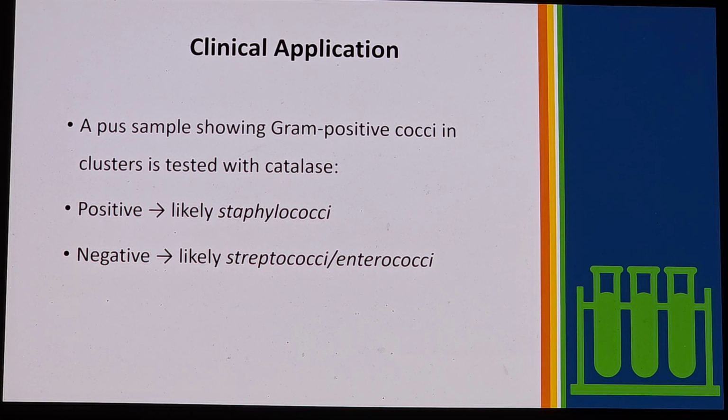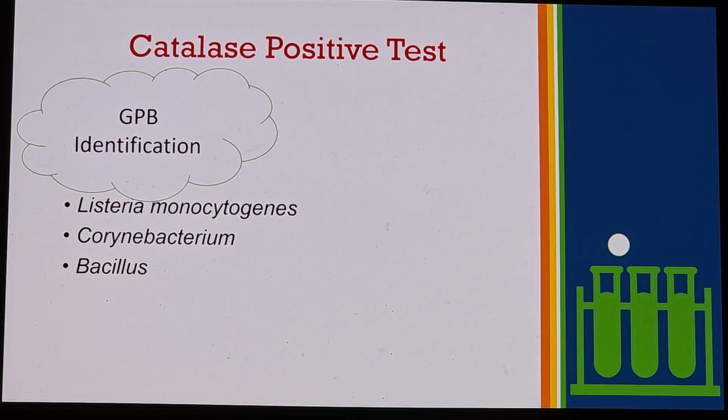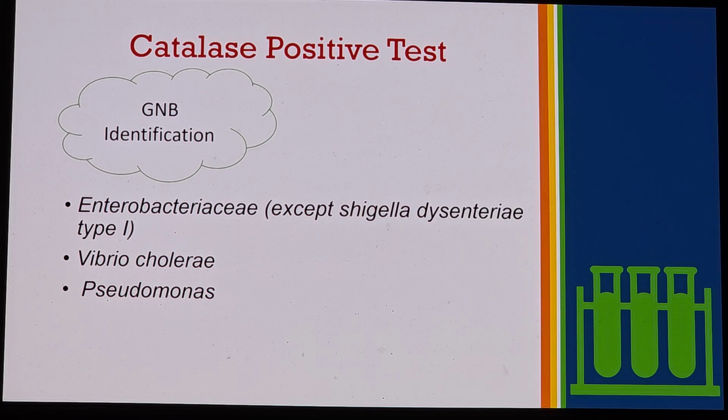Clinical application: suppose a person showing gram-positive cocci in clusters is tested with catalase. Catalase positive likely indicates staphylococci and negative likely streptococci or enterococci. Catalase positive gram-positive bacilli are Listeria monocytogenes, Corynebacterium, and Bacillus.